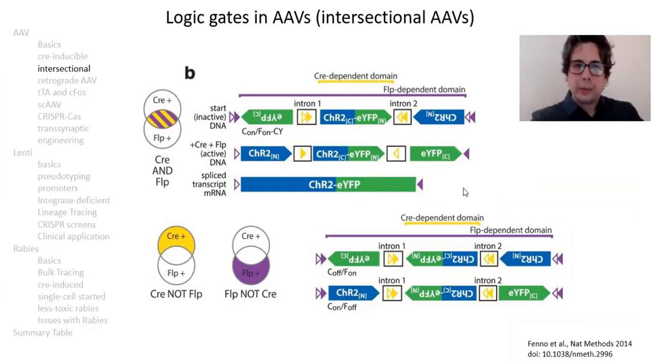But it's not as modular. Like if you want to put your own perfect transgene in here, it's going to require some more tricky cloning than just plopping a cassette into something that has a simpler design. That being said, other forms of intersectionality are often much more common these days.